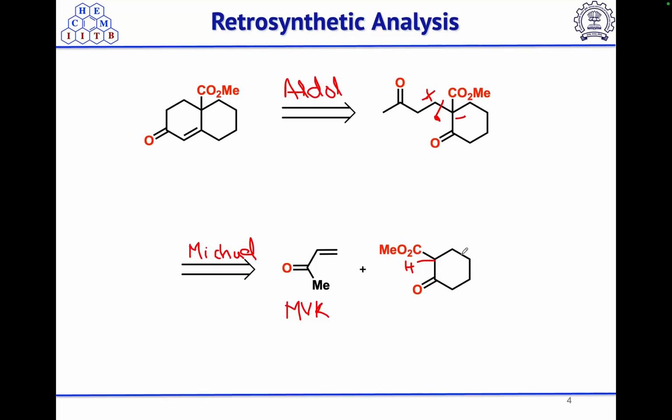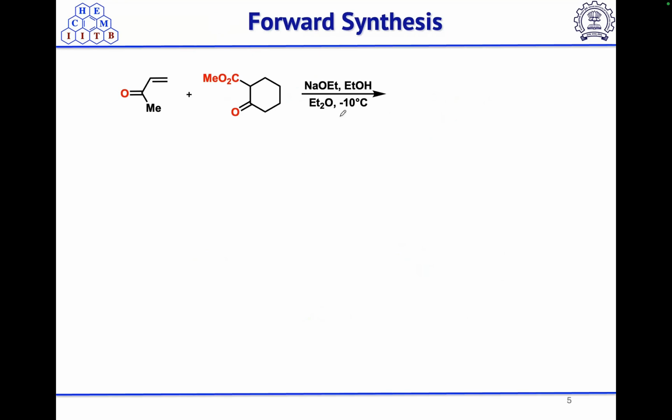So forward synthesis. We have to take this active methylene compound and methyl vinyl ketone, and treat this compound with base, sodium ethoxide in ethanol. This base will abstract this proton, the more acidic proton. Now a carbanion will generate here, and this carbanion will attack the corresponding methyl vinyl ketone.